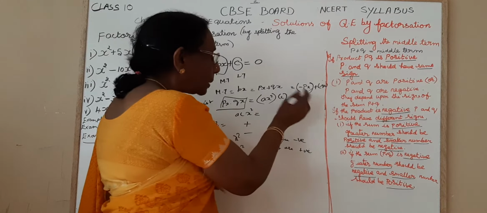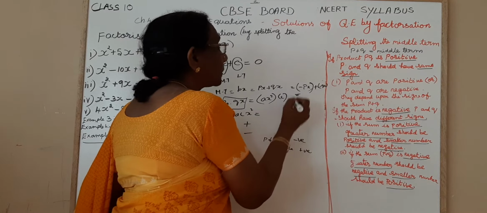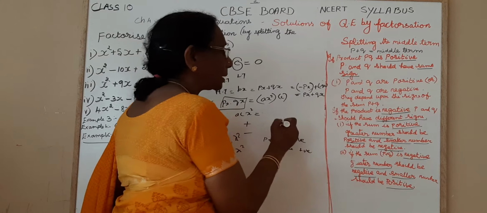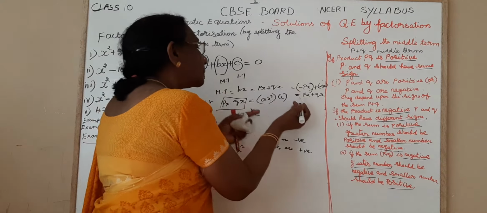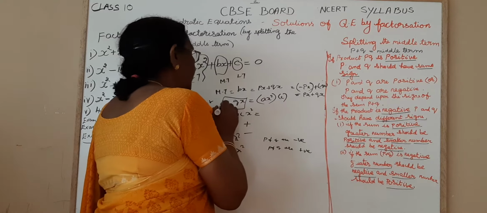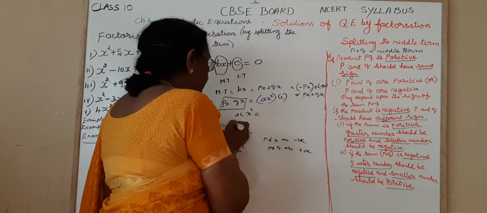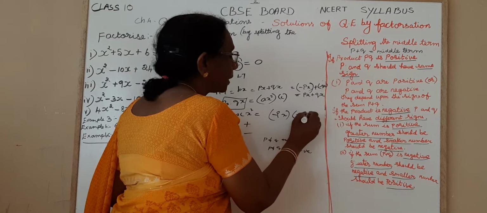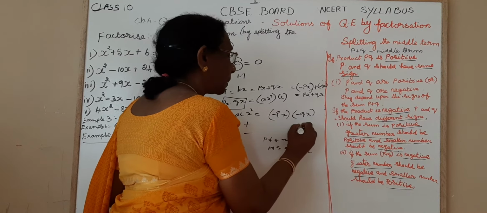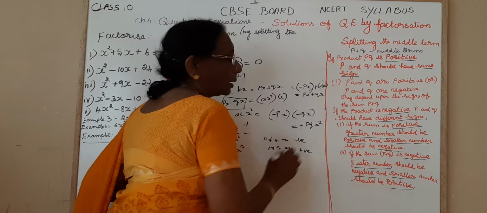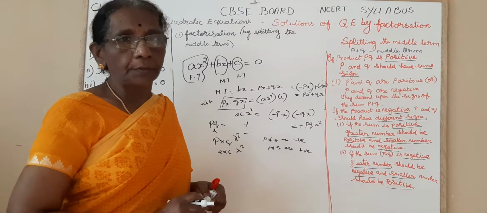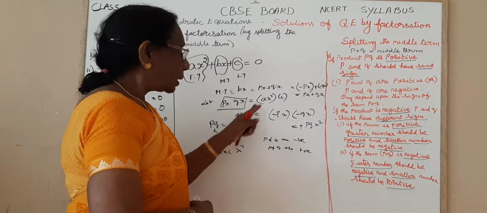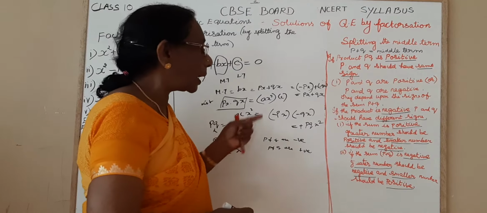Okay, they may both be negative, or the other possibility is what? Both will be positive, isn't it? So when you are multiplying Px into Qx, when both are positive, we also get positive. When you multiply minus Px into minus Qx, what do you get? Plus PQx square. Have you understood? So when the product is positive, there are two possibilities for P and Q.